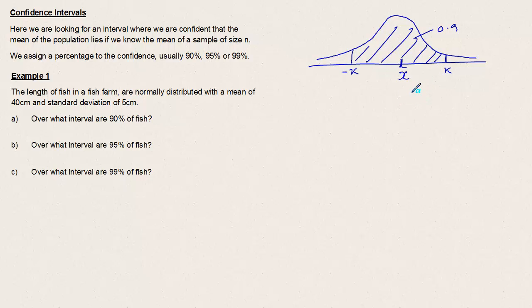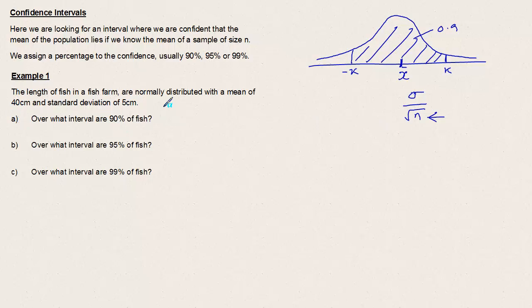Now, we know that the standard deviation of the sample of means gets smaller as n gets larger. So if we have a larger sample, we can be 90% confident with a smaller interval.